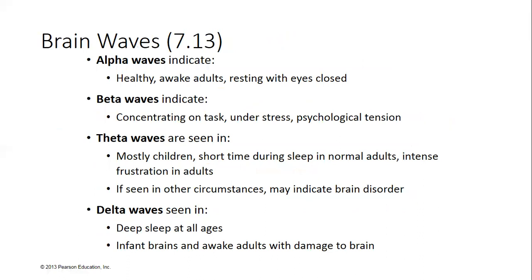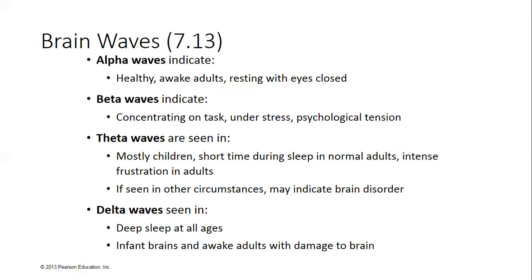These four waves, alpha, beta, theta, delta, are the waves that are shown on an EEG tracing. Alpha waves tend to indicate someone who is healthy, awake, but resting with their eyes closed. So if you're just zoning out, not paying attention, maybe just lying on the couch with your eyes closed and not thinking about anything, alpha wave activity would be really high.